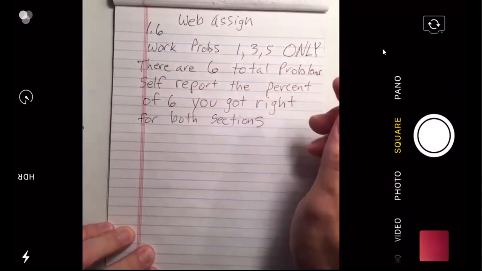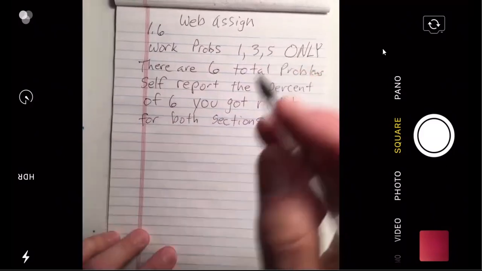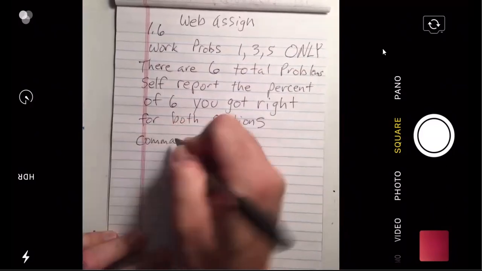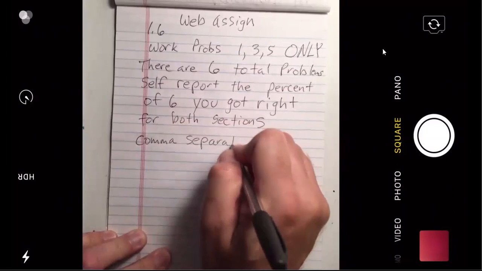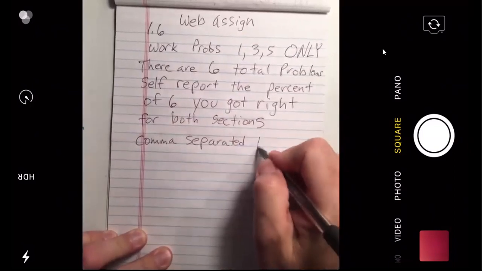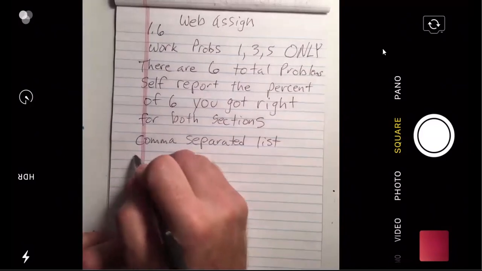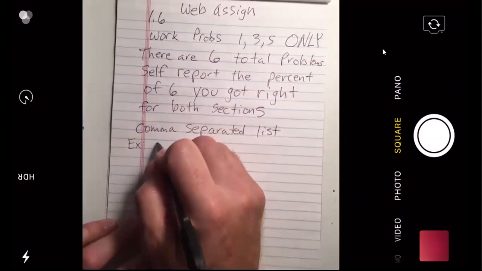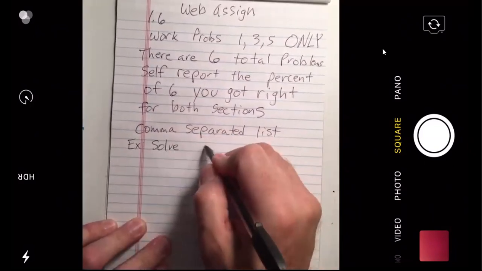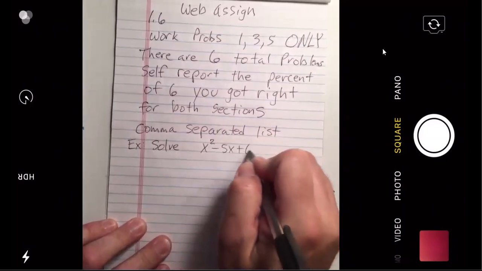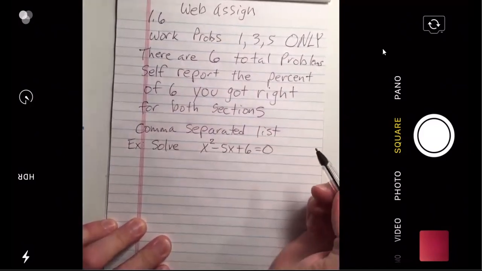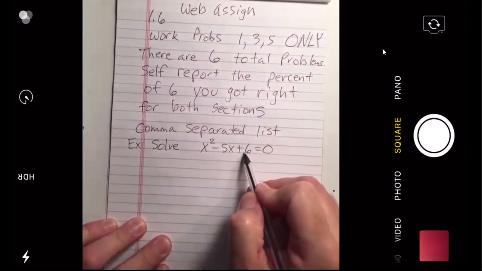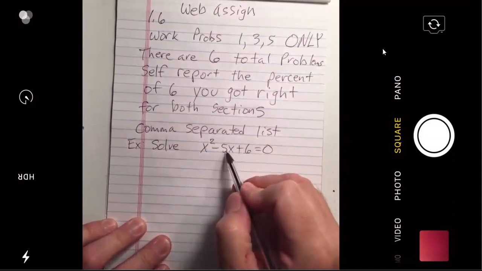Okay, some issues. WebAssign will refer to a comma-separated list. They'll say, write your answers in a comma-separated list. Let me show you what they're talking about. Here's a quick example. This is not from WebAssign, I'm just making this up. Similar problem, say they have you solve x squared minus 5x plus 6 equals 0. I hope you recognize the factoring pattern. You need 2 numbers that multiply to 6 and add to -5.